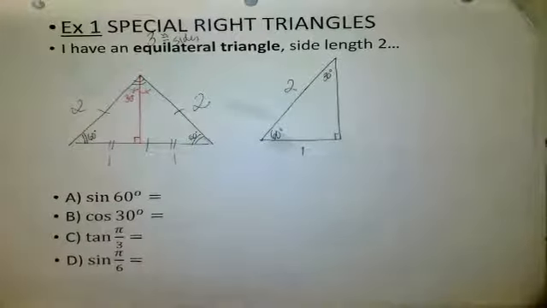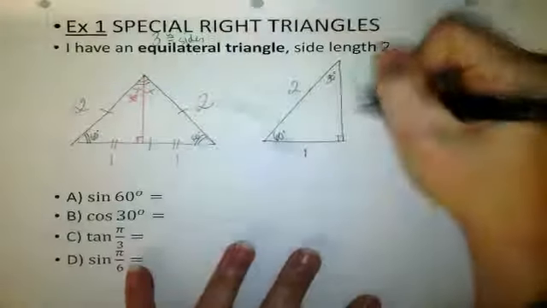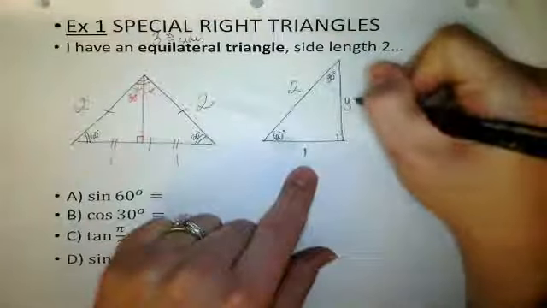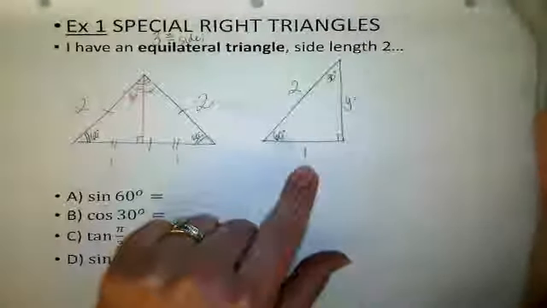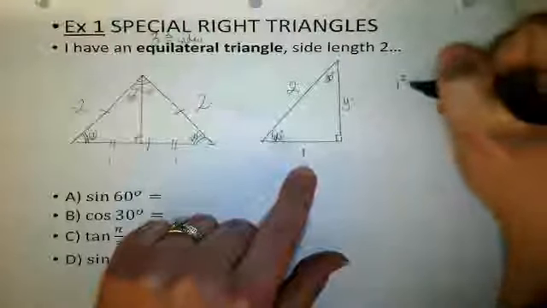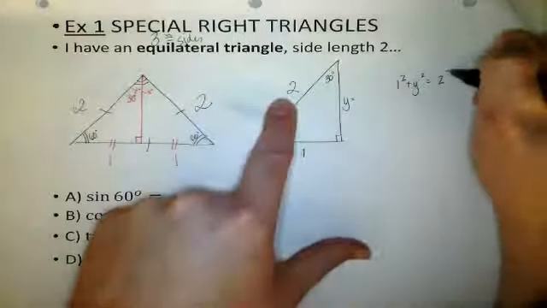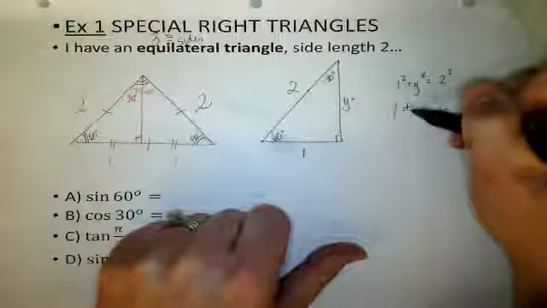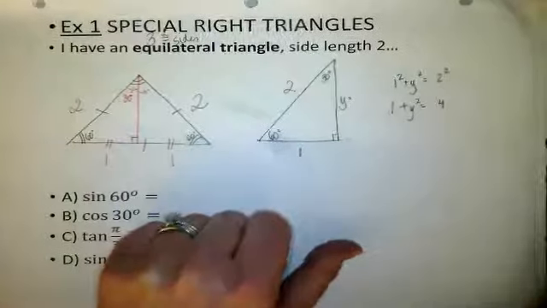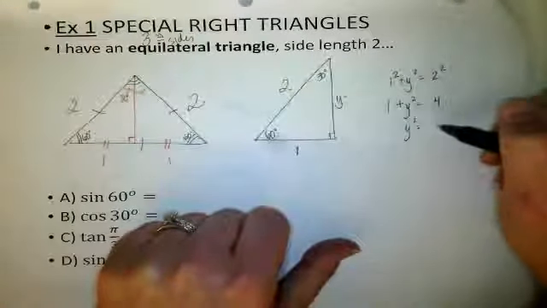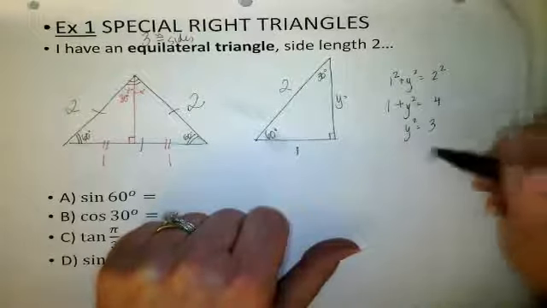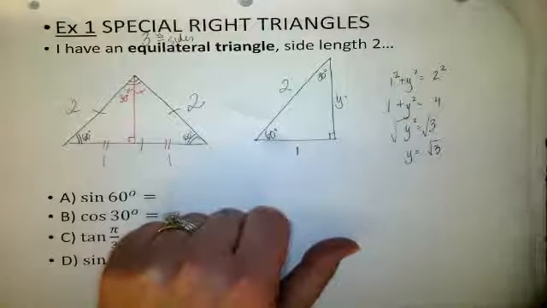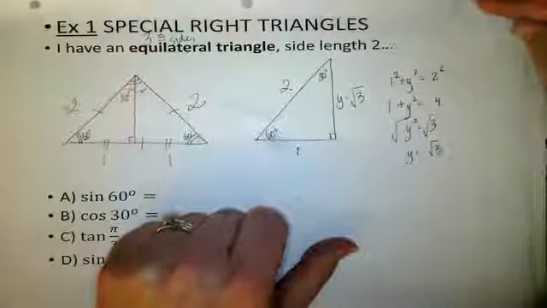So what do I want to do? I need to find my other side so that I can do some ratios. Pythagorean theorem. I'm going to call this side y because it's vertical, just like our vertical axis. So 1 squared plus y squared equals the hypotenuse squared. Always, always. 1 plus y squared equals 4. So y squared equals 3. And then to square root both sides, we get radical 3.